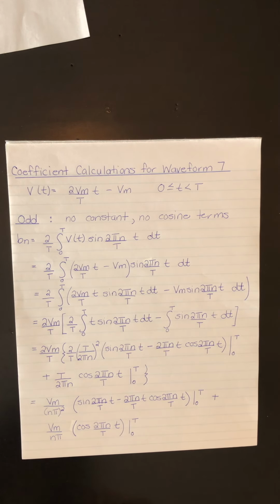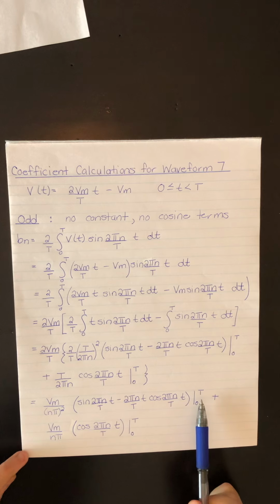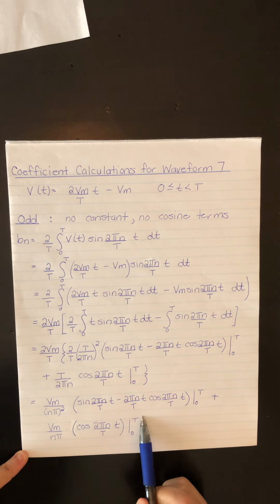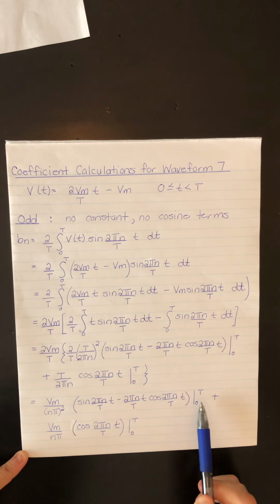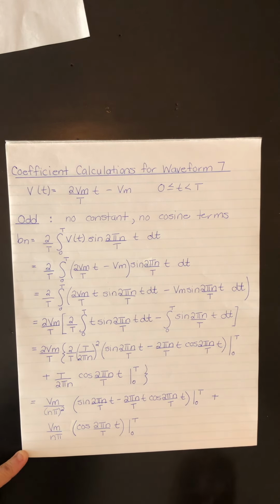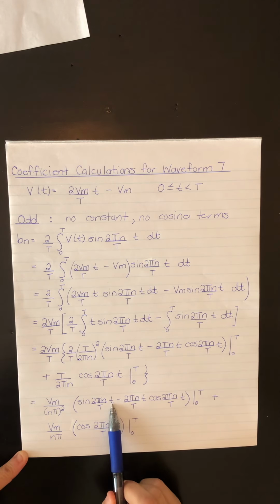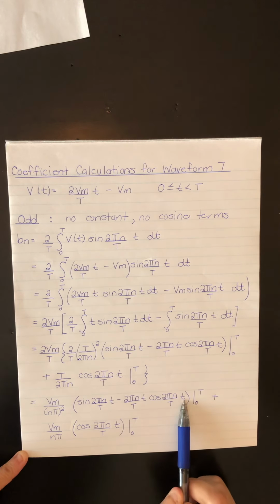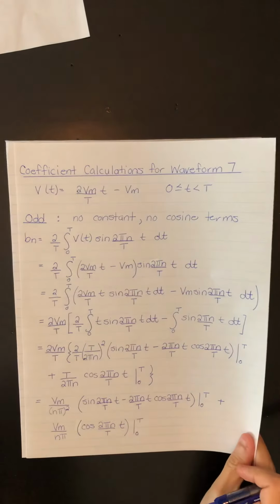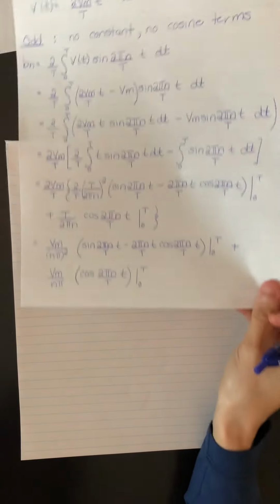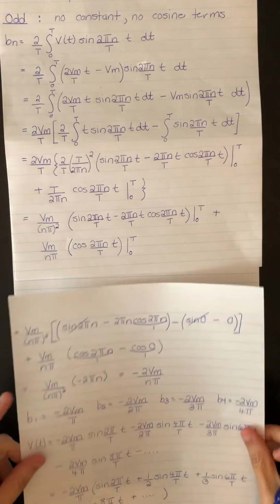Okay, it is time to evaluate by doing upper limit minus lower limit. And here, upper limit minus lower limit. So capital T and then 0 will be substituted where we have these little t's. Let me move this up a bit and I'll show you.